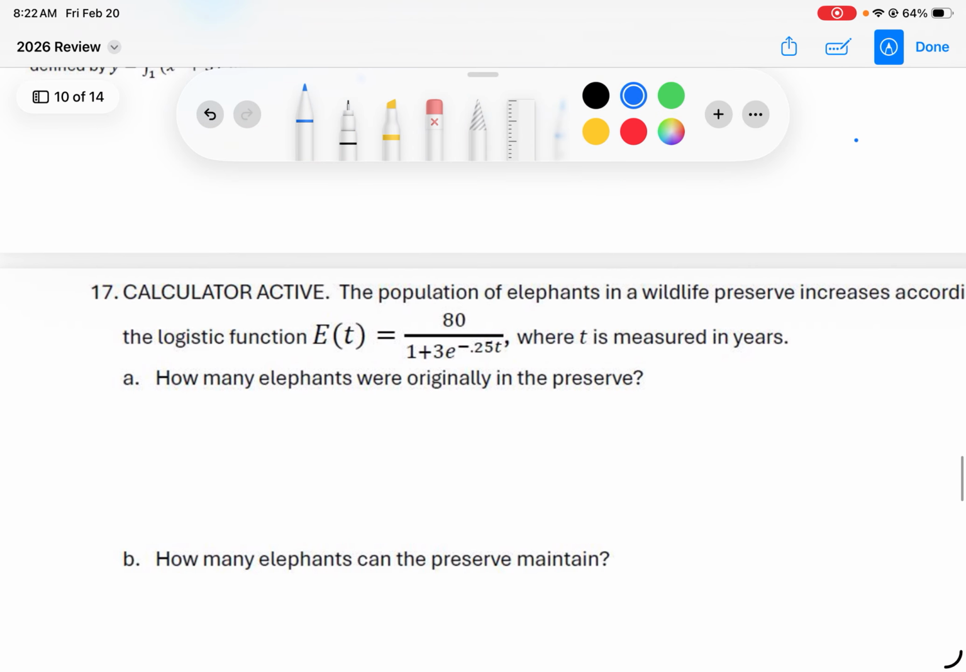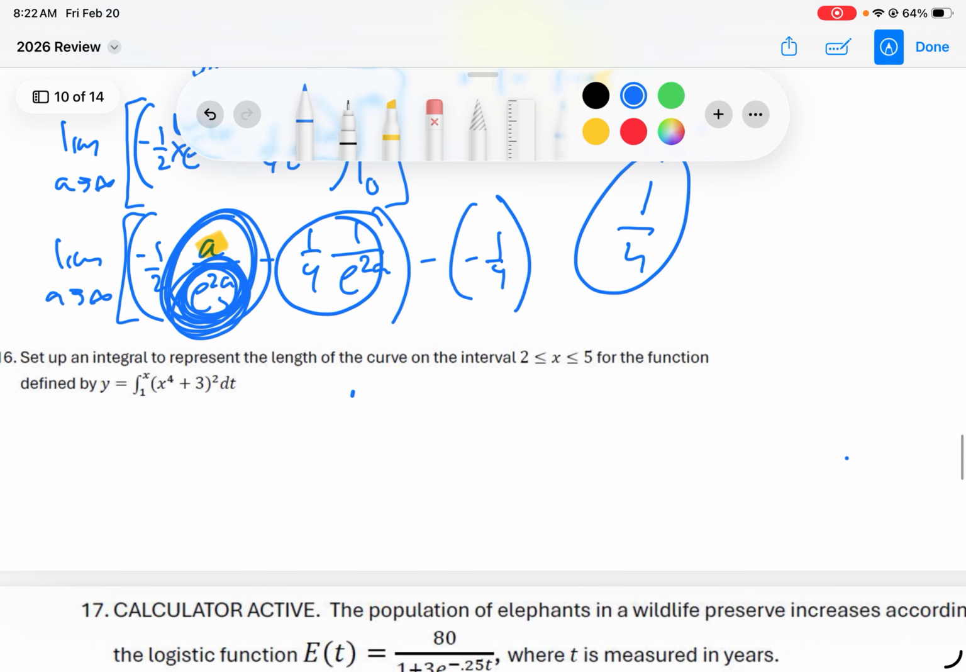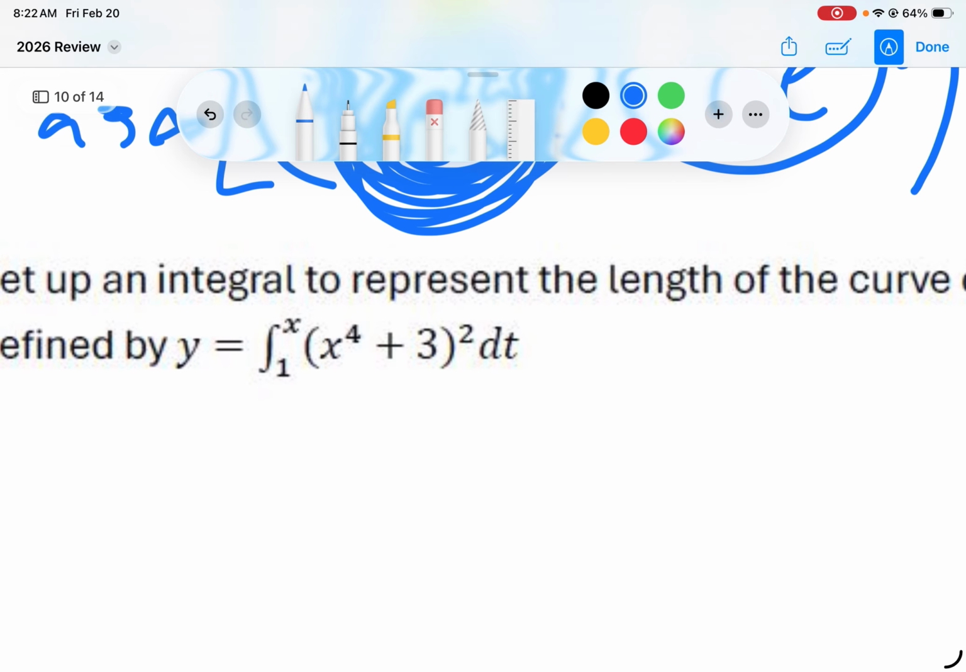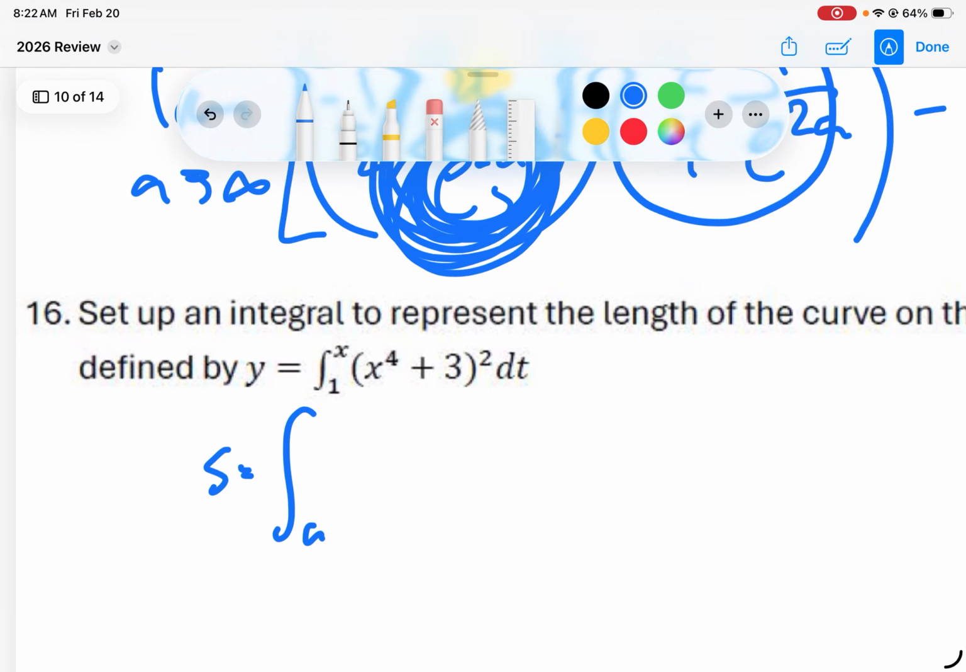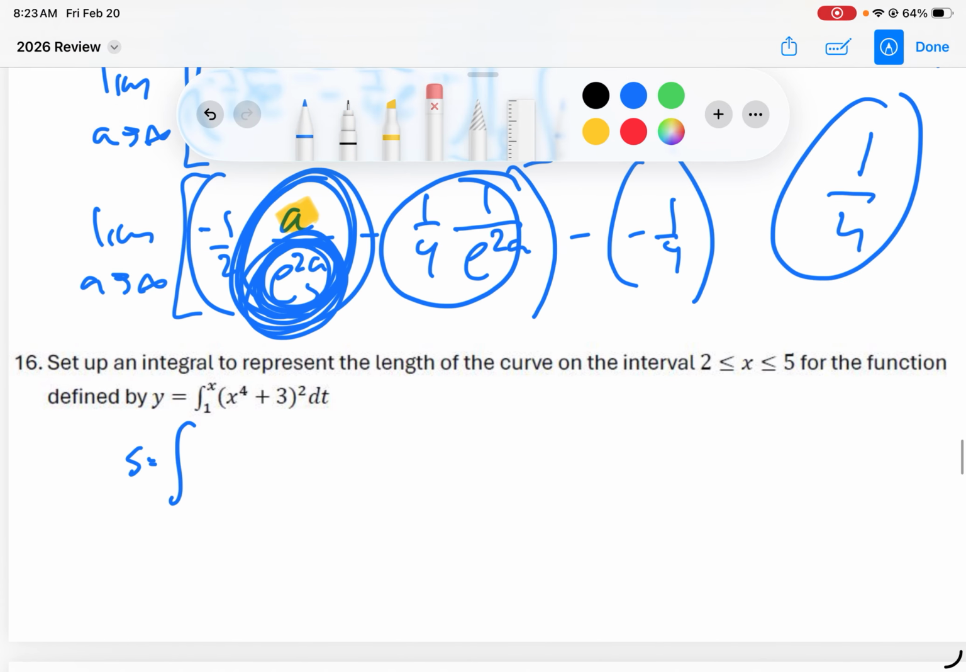I would do one more question here. I'll do the FRQ style questions as a separate video because I'm going to run out of time. Okay, set up an integral to represent the length of the curve on that interval for a function defined by this. And you're like, wait, there's already an integral here. But part of the arc length formula is the integral from a to b, in this case from 2 to 5, square root of 1 plus the derivative squared.